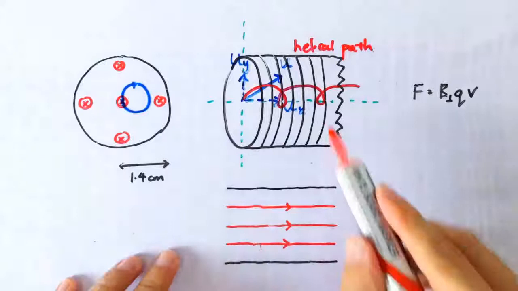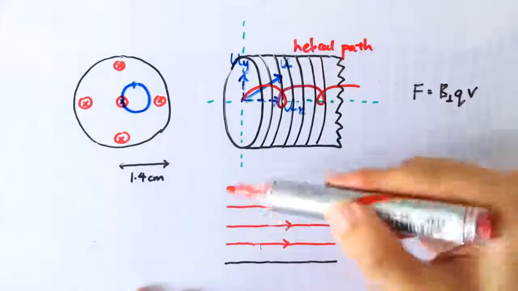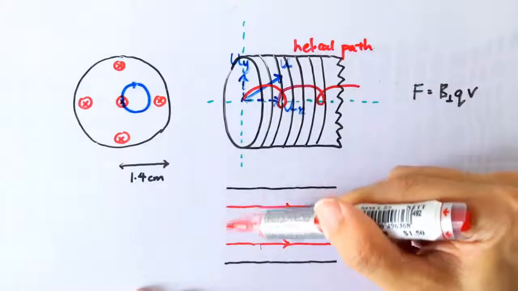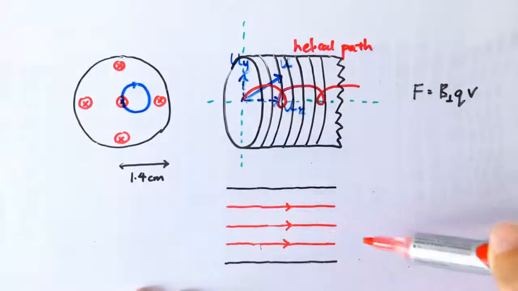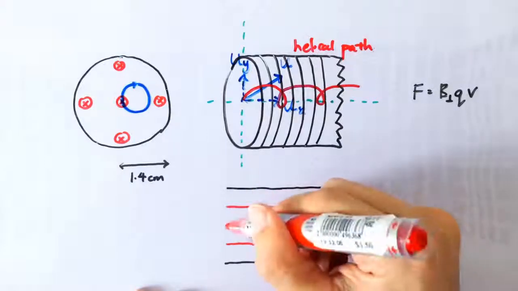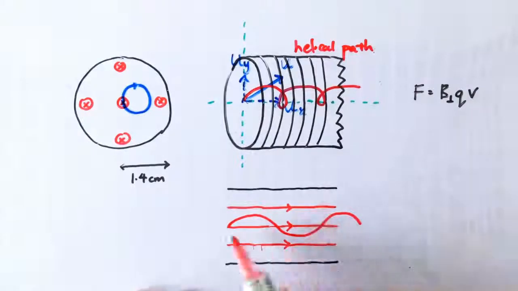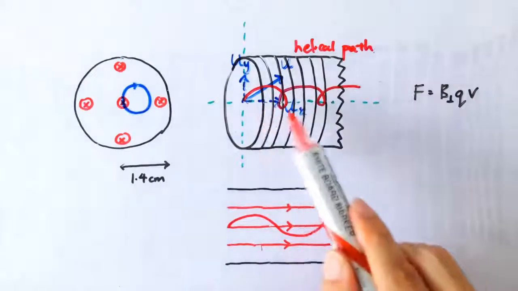If you try to sketch this path in the front view, in this view here, it's a circular motion that keeps going forward at a constant speed. So what are you going to get? What are you going to see? You're going to get a sinusoidal wave. It looks sinusoidal from the front view, but it's actually a helical path.